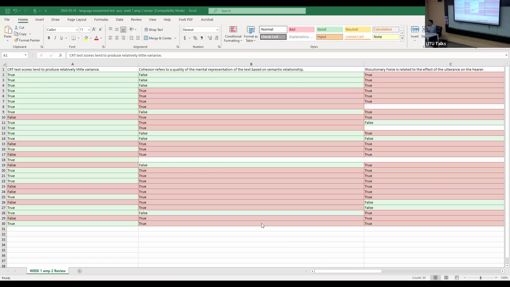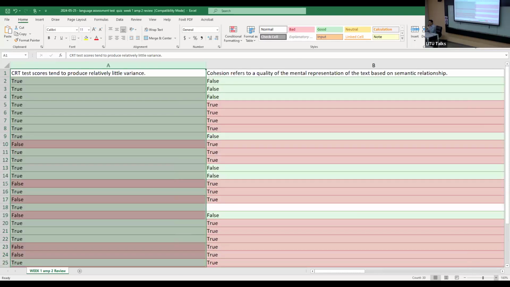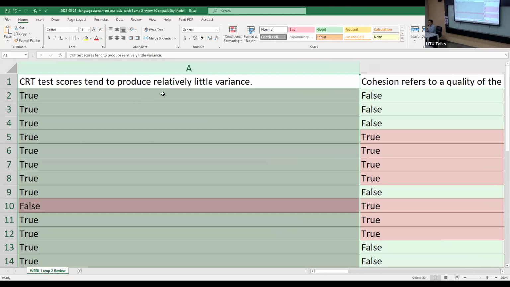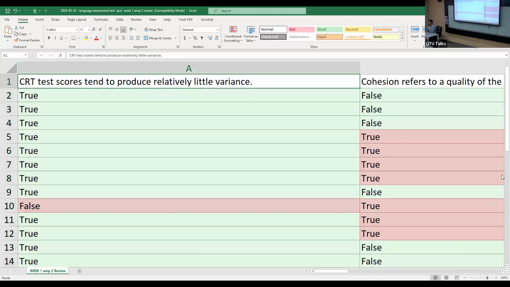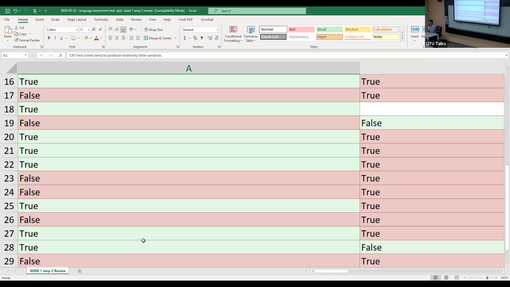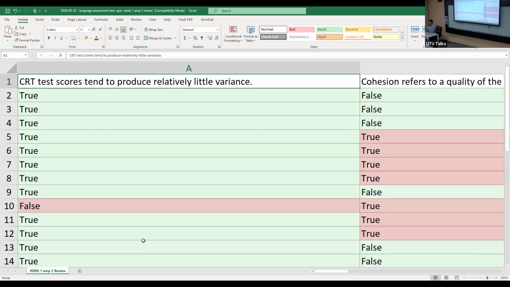Okay, so I know not all of you completed this quiz yet, but let's go over item by item, and then we could refresh your memory now. Okay, so the first item, CRT test scores tend to produce relatively little variance. So a lot of you got this item correct, right? But to answer these questions, you have to know what CRT is in the beginning. What does CRT stand for? Criterion reference testing, right? Okay.